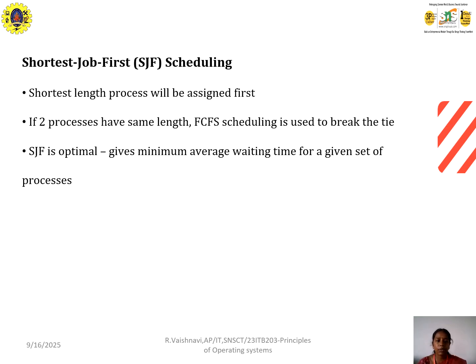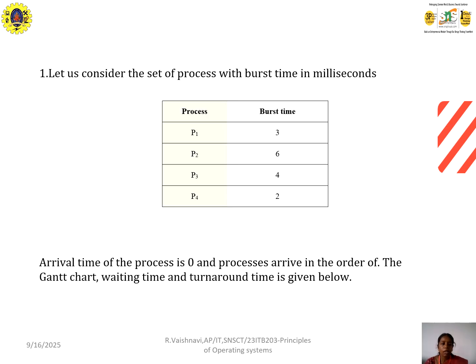And then the second one is the SJF scheduling algorithm, that is shortest job first scheduling algorithm. Here, according to the length of the process, it will be assigned first. If two processes have the same length, we go for FCFS scheduling to break the tie. SJF is optimal, as it gives the minimum average waiting time. Here we have the example for the SJF scheduling algorithm. We have 4 processes and their burst times are given here. We have to calculate the Gantt chart, waiting time and turnaround time.